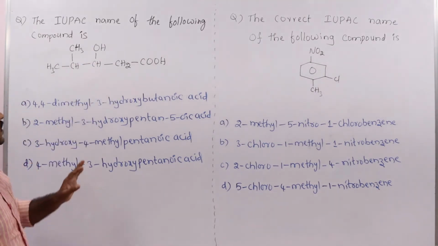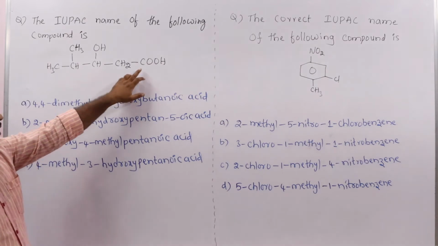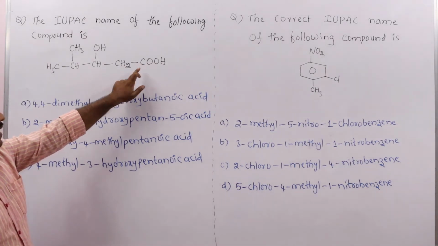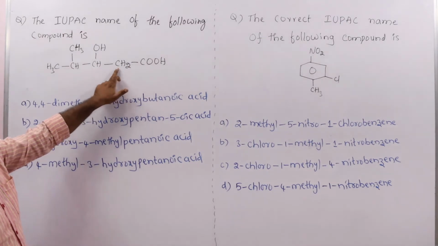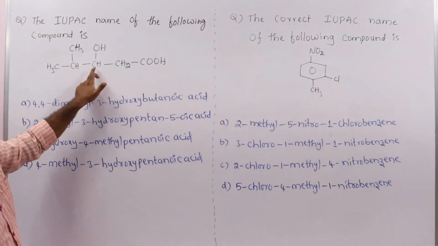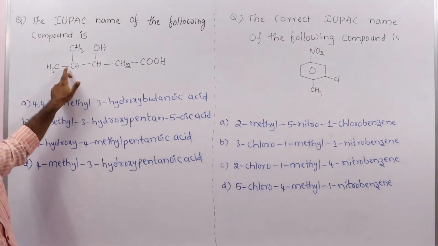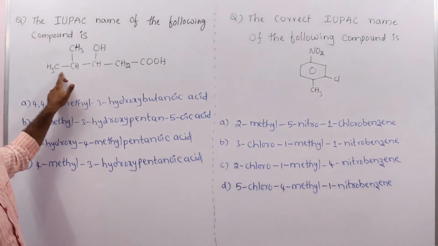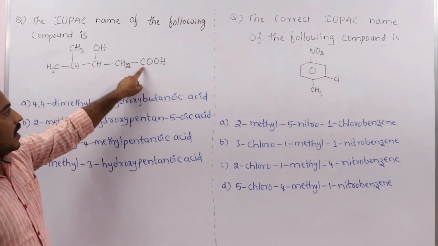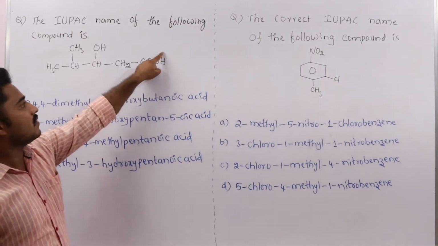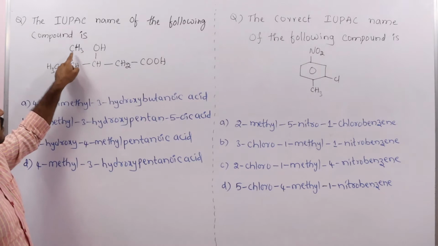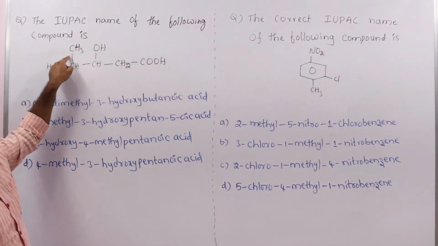In this molecule, first we have to find out the parent chain. The parent chain is 1, 2, 3, 4, 5, a five-carbon chain. Next, how many functional groups are there? The COOH functional group is there, the OH functional group is there, and one substituent, that is methyl.